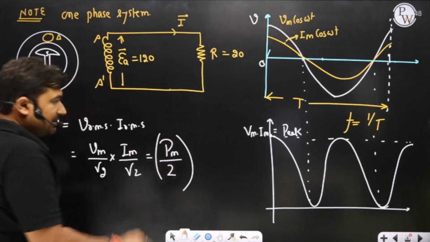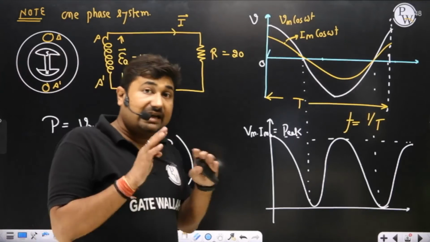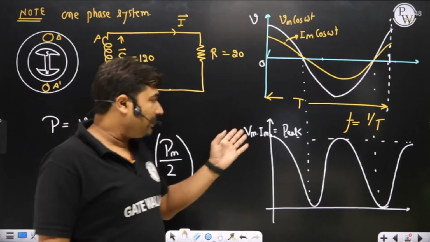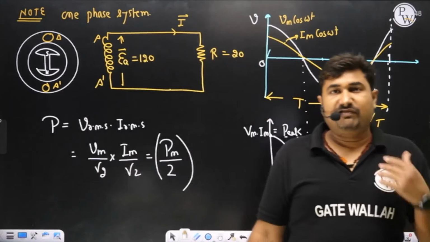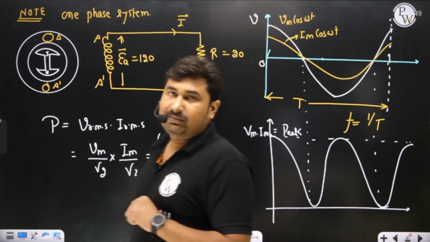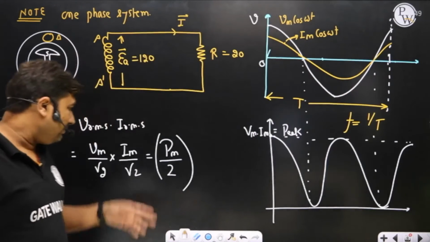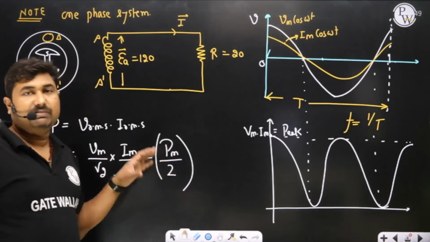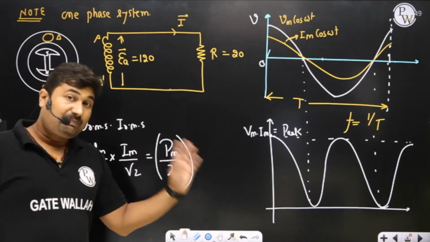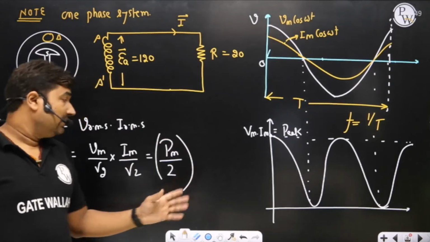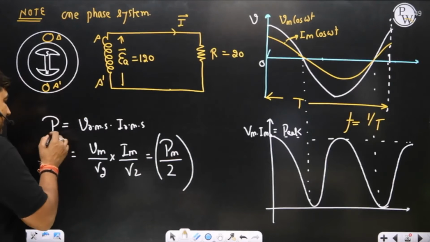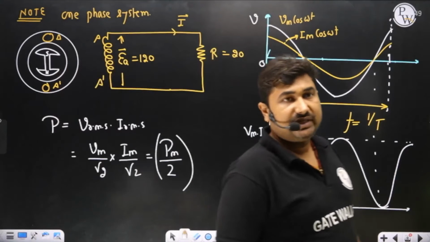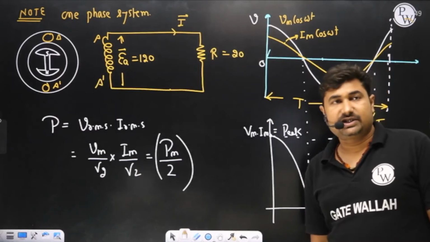A single phase can generate peak power PM. But what is the effective power we are getting from a single phase generator? PM by 2. The peak power it can generate is PM, but the effective power we are getting is just PM by 2 only. Effective power is Vrms into Irms, effective voltage into effective current.